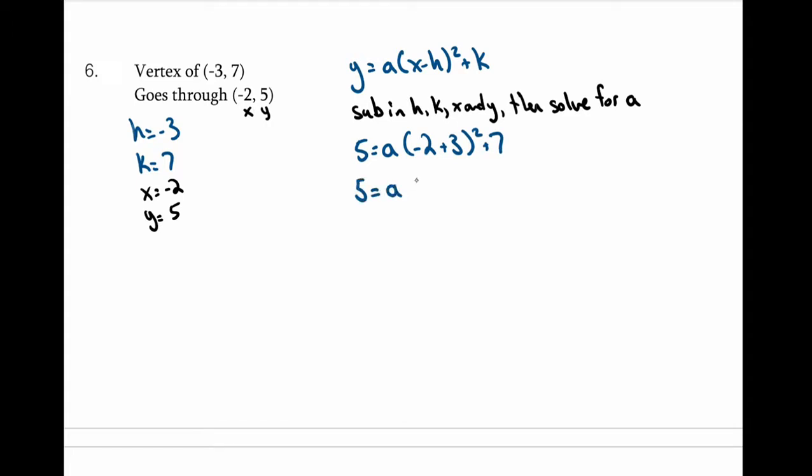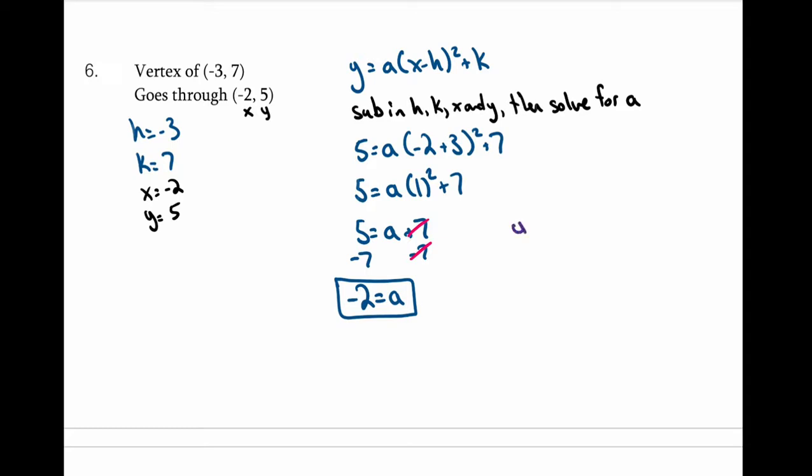Now I'm going to start to simplify things using BEDMAS. I'm going to use my brackets, so negative 2 plus 3 is 1 squared. 5 equals a times 1, or 1 squared is 1, a times 1 is just a. I'm going to cancel out the 7 by subtracting 7. 5 minus 7 is negative 2 equals a. And there is my a value.